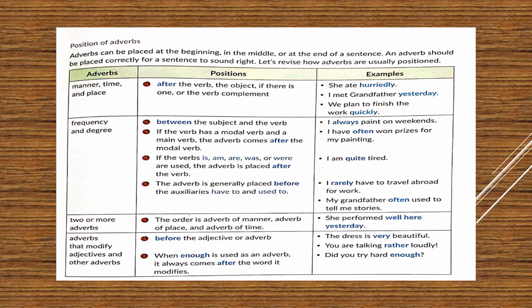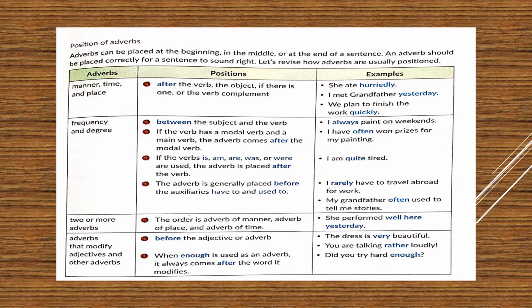Remember, this table is very important. If you want to know the structure of your sentence, you have to know where to place these adverbs. What would be the position of the adverbs? And you often get questions to correct the sentence, whether the adverbs have been placed correctly or not. So you have to know where to place manner, time, and place adverbs and what should be the position of frequency and degree. If there are 2 or more adverbs, then the order is adverb of manner, adverb of place and adverb of time.